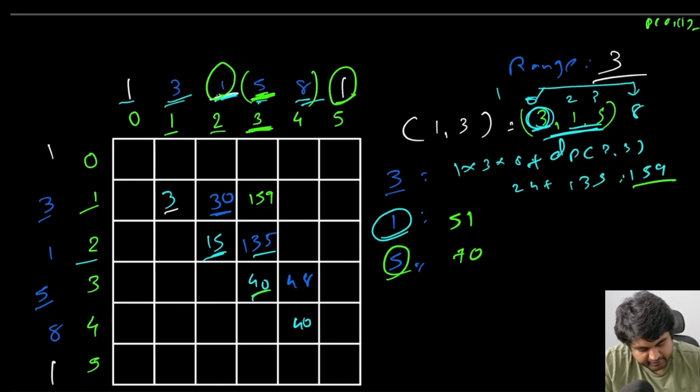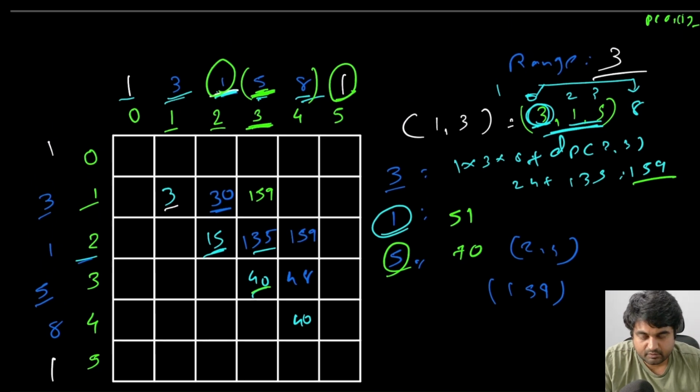Same way for the range 2 to 4, the maximum value that we are able to generate would be once again 159, by the same logic. So from 2 to 4, the value would be 159 as well. We'll just mark it as it is over here.